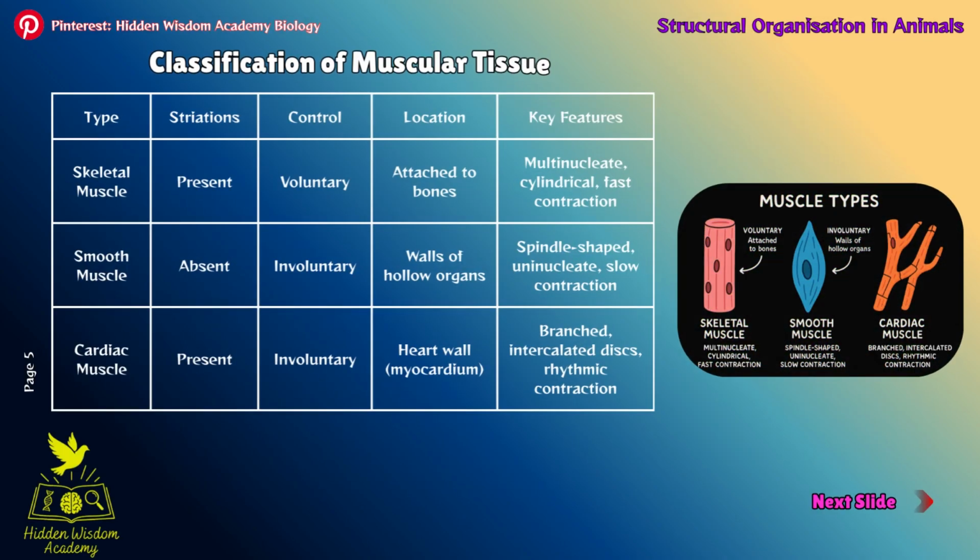Muscular tissue is classified into three types. Skeletal muscles are voluntary, striated, and attached to bones for quick movement. Smooth muscles are involuntary, non-striated, found in walls of hollow organs, contracting slowly, and cardiac muscles are involuntary, striated, branched, and connected by intercalated discs for rhythmic heartbeats.